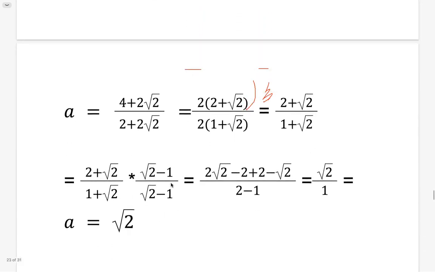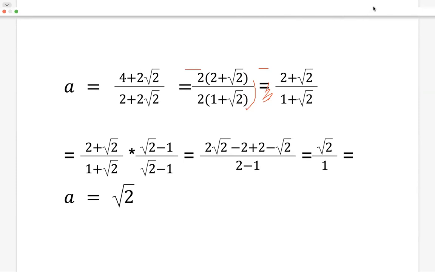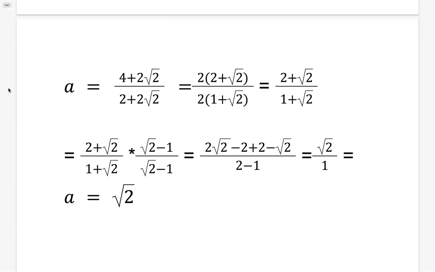So I get a equals 4 plus 2 radical 2 divided by 2 plus 2 radical 2. Now we see we have a common factor of 2 in the numerator and in the denominator. So 2 divided by 2, that becomes 1. So a can be simplified as 2 plus radical 2 divided by 1 plus radical 2.